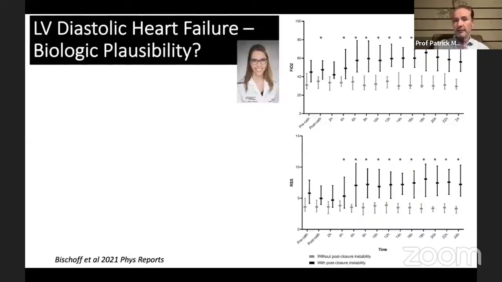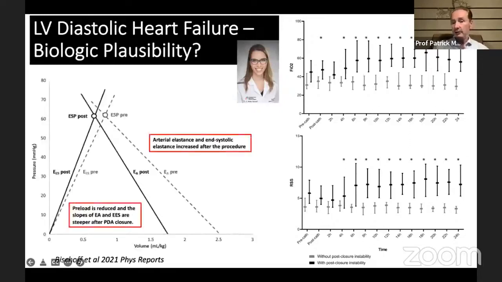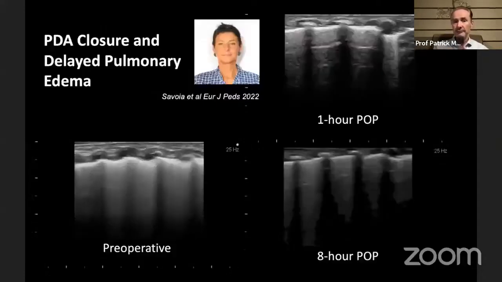Adrian Bischoff at the University of Iowa just reported in a cohort of 50 babies that many babies indeed do get a worsening in oxygenation, as you can see in the top graph, and an increase in respiratory severity score. Using comprehensive advanced echo measurements, Adrian demonstrated that after PDA cath closure, these babies develop an increase in arterial elastance and end systolic elastance that was associated with impaired indices of left ventricular diastolic function.